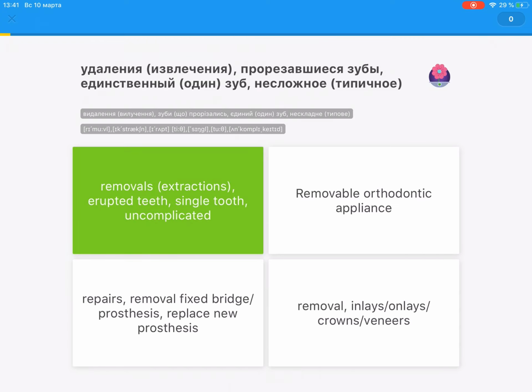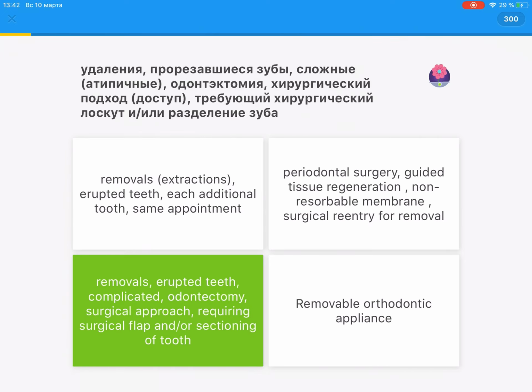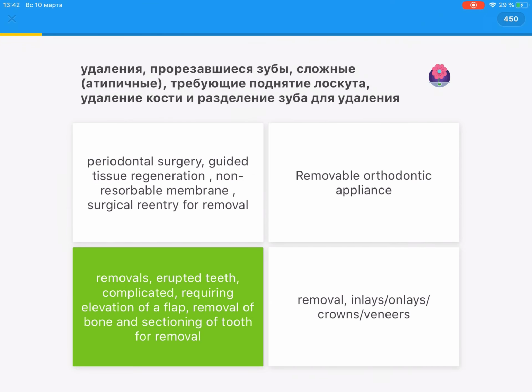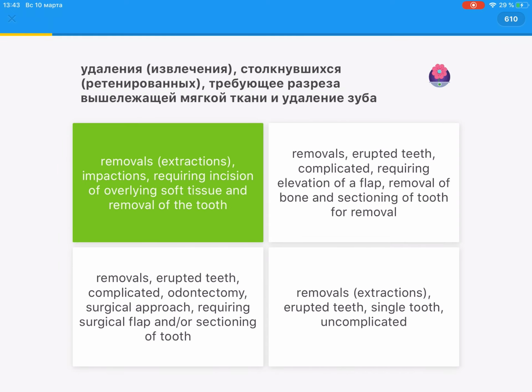Removals, extractions, erupted teeth, single tooth, uncomplicated. Removals, erupted teeth, complicated, odontectomy, surgical approach requiring surgical flap and sectioning of tooth. Removals, erupted teeth, complicated, requiring elevation of a flap, removal of bone, and sectioning of tooth for removal. Removals, extractions, impactions, requiring incision of overlying soft tissue and removal of the tooth.